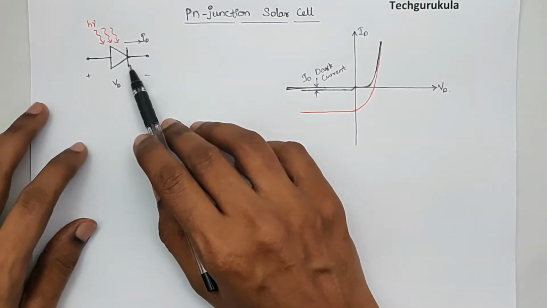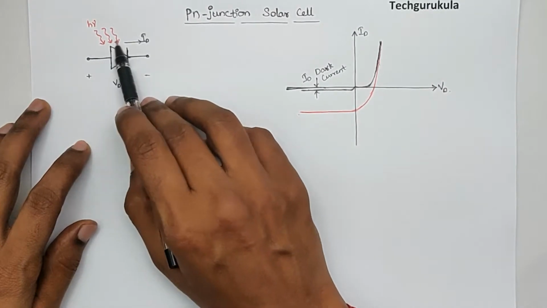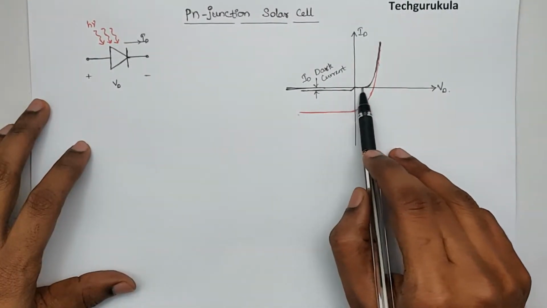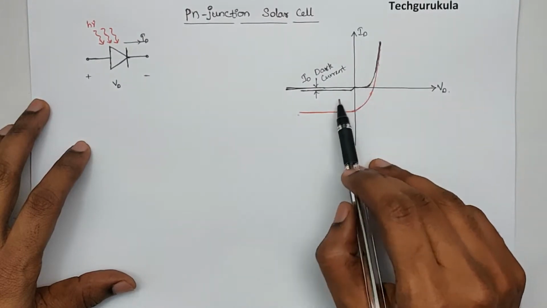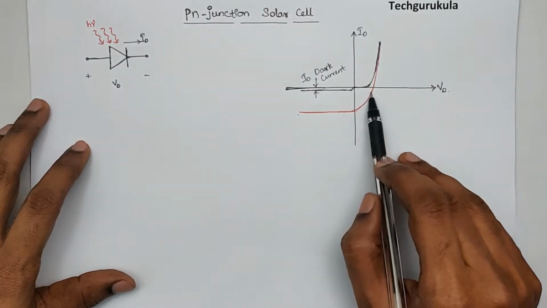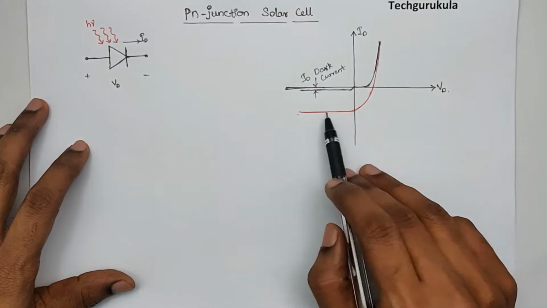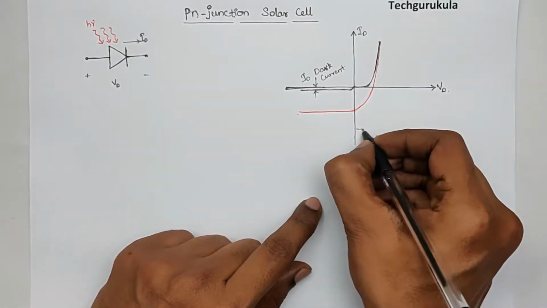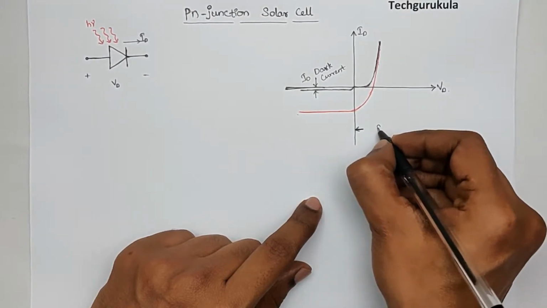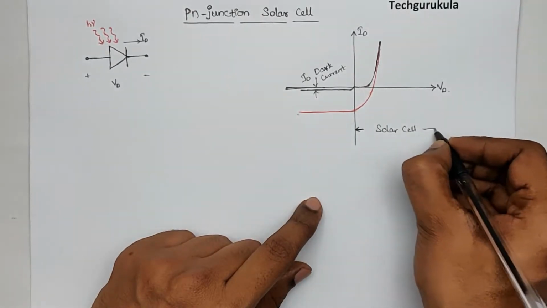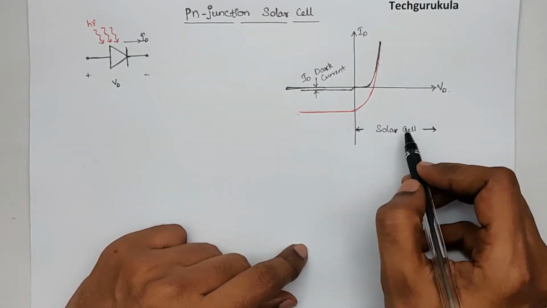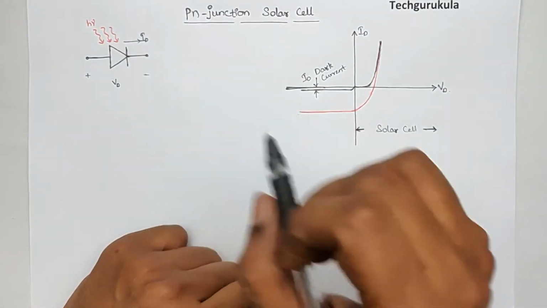Here I have taken the diode circuit symbol where I am showing incident light and the current characteristics of a normal diode, and when light is incident, these are the current voltage characteristics of the diode. Now we have seen from the previous video that when we operate in this region, it is going to be like a solar cell where it's going to generate electric energy from the incident light.